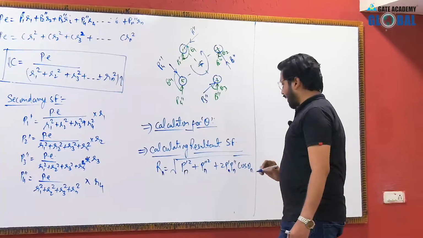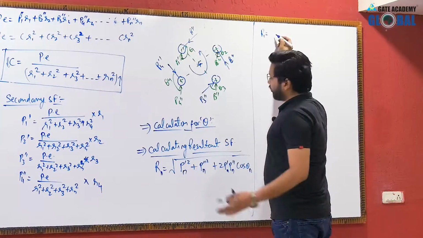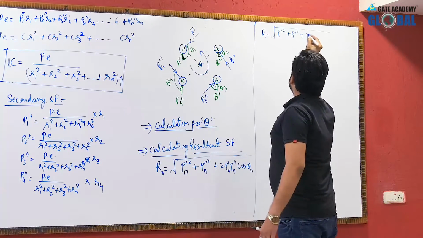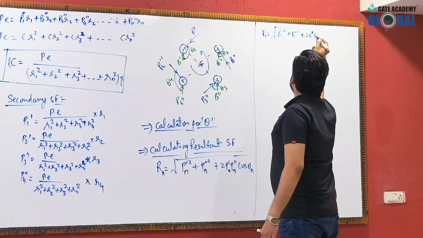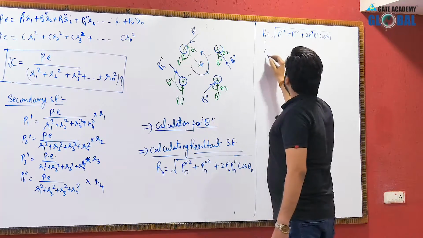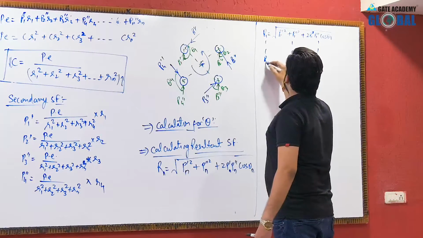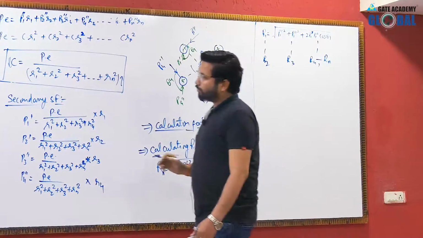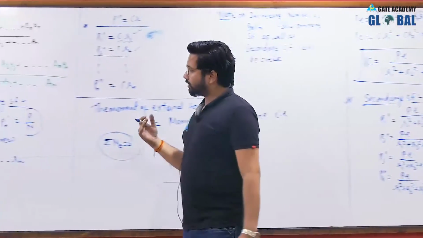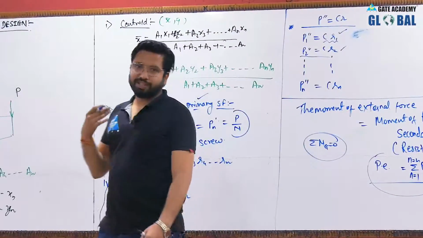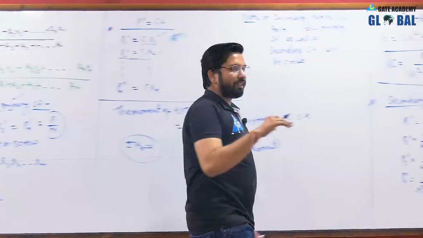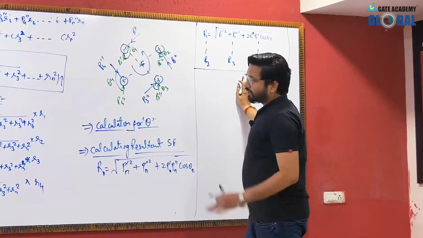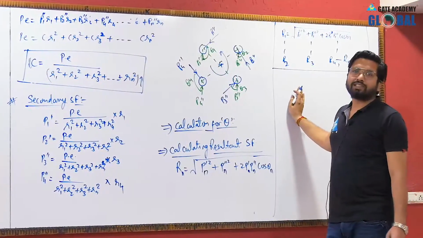So let us write for bolt number 1, that is R1 will be the root of P1'² + P1''² + 2 P1' P1'' cos theta 1. Similarly you can find out R1, R2, R3, R4, and if there are n number of bolts you can find out up to Rn. Now the highest value will be the greatest value of the shear force. So the resultant shear force, or simply the shear force on the bolt, is the resultant force. Now the bolt which is having the highest value of resultant force is known as the critical bolt.